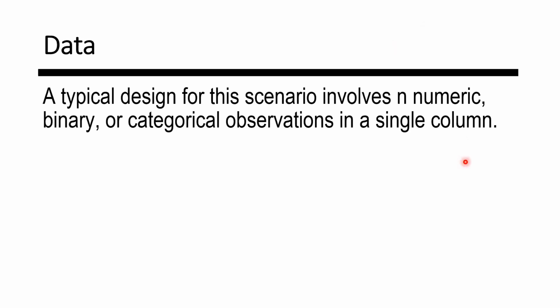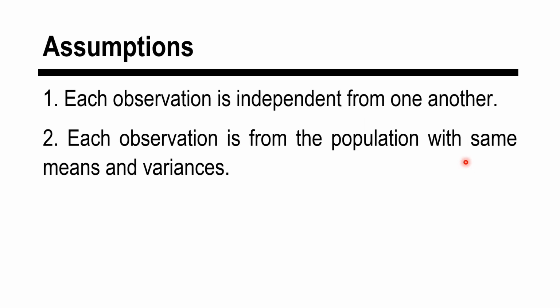The data. A typical design for this scenario involves n numeric, binary, or categorical observations in a single column. The assumptions are: first, each observation is independent from one another. Second, each observation is from the population with the same means and variances.